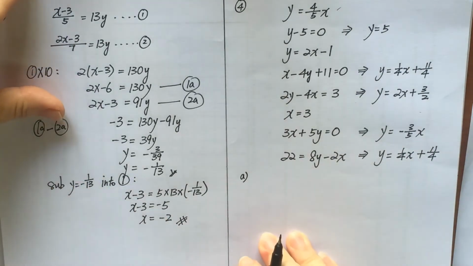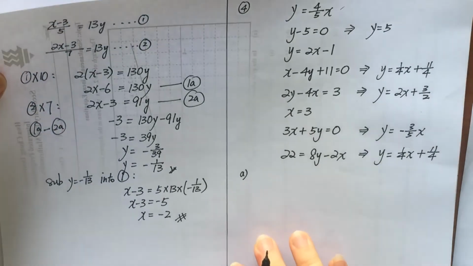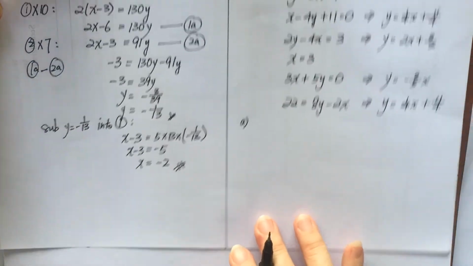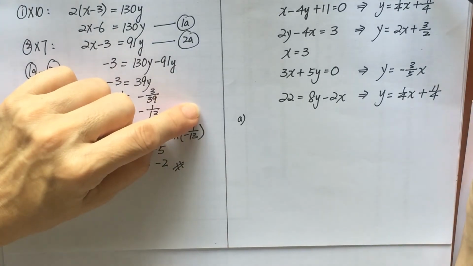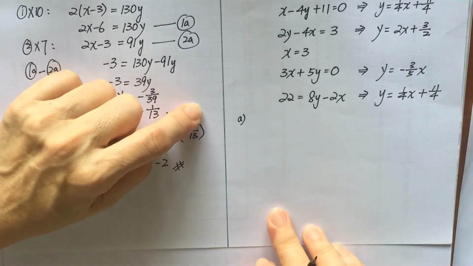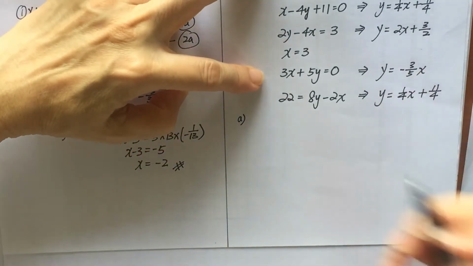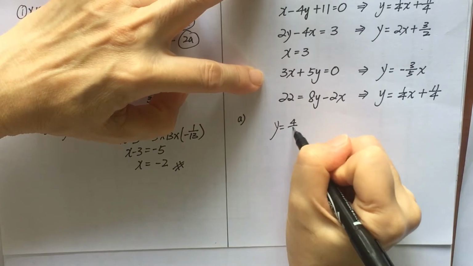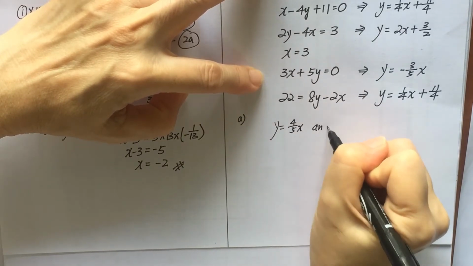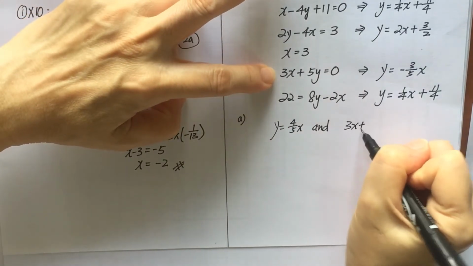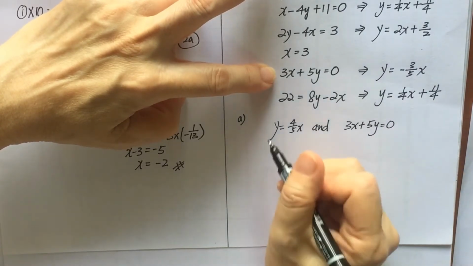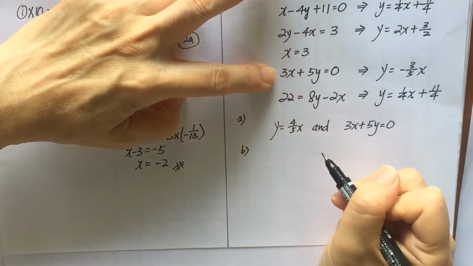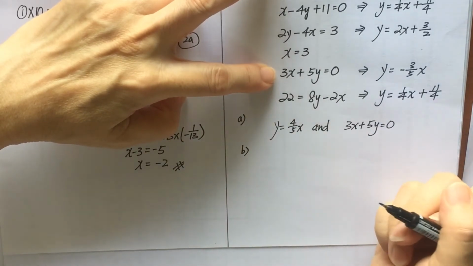Okay, if I want to find out the line that passes through the origin, those having the y-intercept equals to 0 will be the answer. So I have this one and this one, so therefore y is 4/5x, and okay, this one is 3x plus 5y equals to 0. I use the original equations to write, okay? That's for part A. Part B, they are parallel to each other.